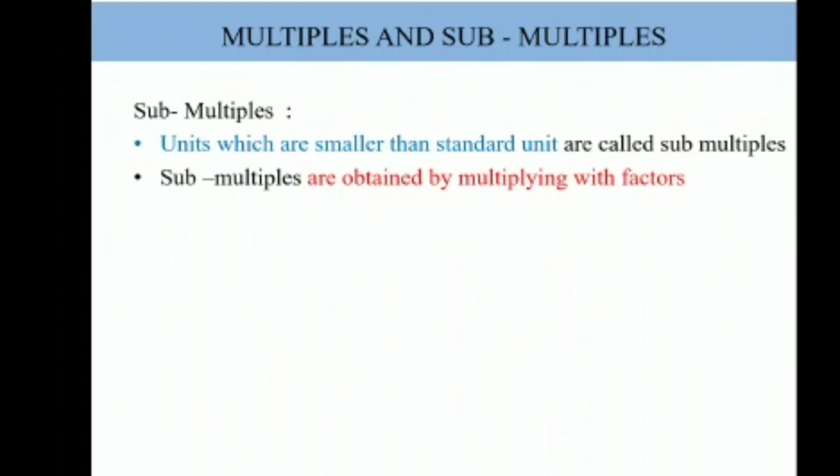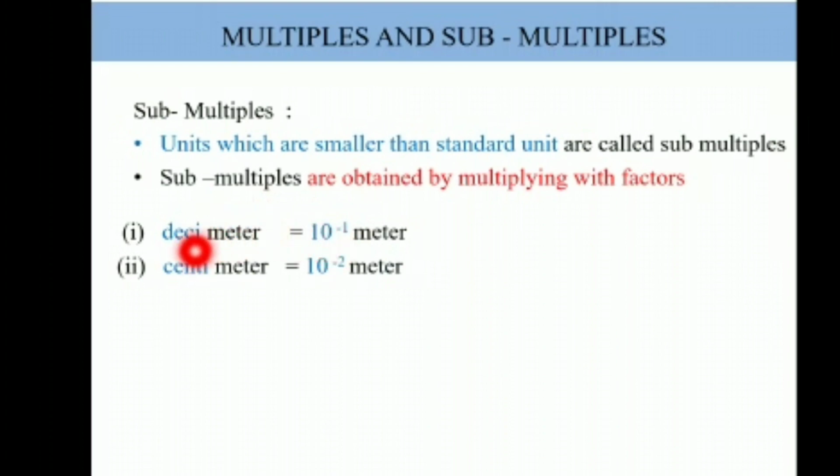And submultiples are used to measure smaller distances. Same as the previous case, we multiply the standard unit with some factor, some number. That value is known as a factor. Here, because we are measuring smaller distances, sub means smaller, so we use smaller multiple factors. For example, to measure a very small distance, 10 to the power minus 1 meter is known as deci. So 10 to the power minus 1 is deci, 10 to the power minus 2 is centi, 10 to the power minus 3 is called milli.